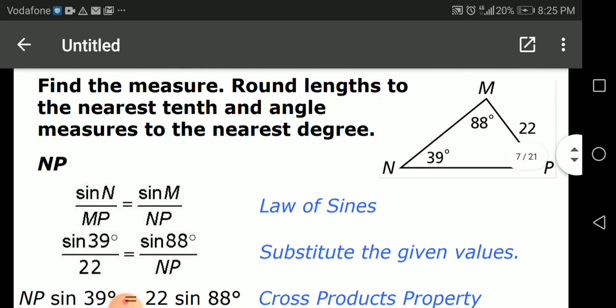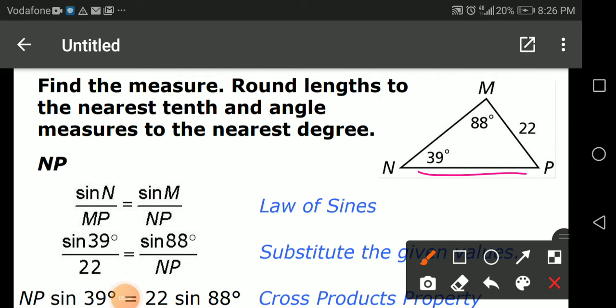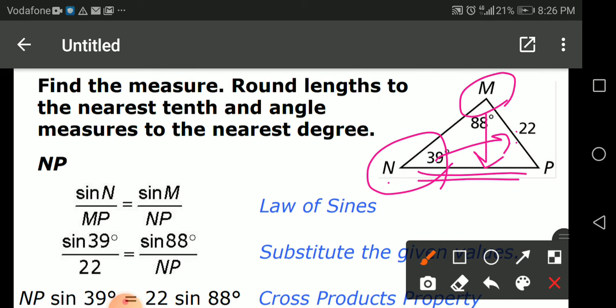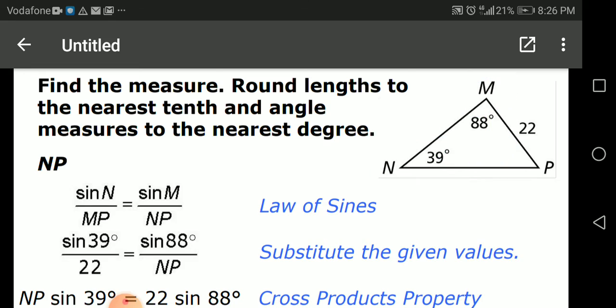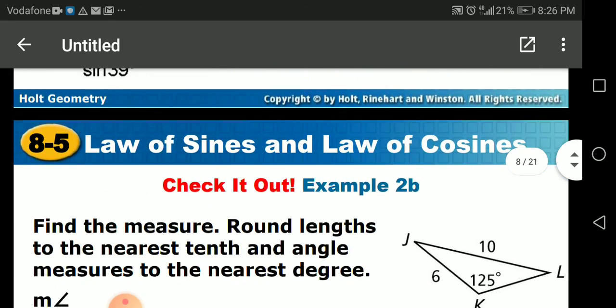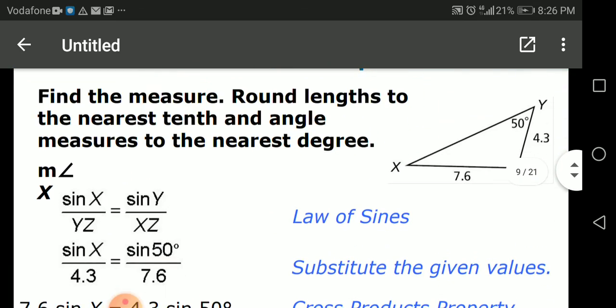Let's have another one, and this is the same idea, so we're going to take it very quickly. Find the measure of the NP segment. This one, NP. Can we do it with the sine rule? Excellent. He asks me for NP, so I'm going to say sine N over 22 is the same as sine M over the required side, and then get the required very easily. Okay guys, the same idea, so we're not going to say it again.